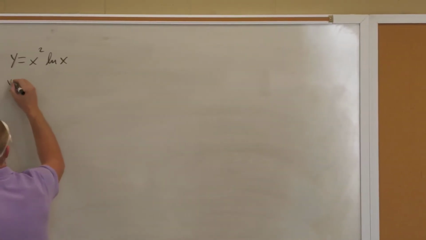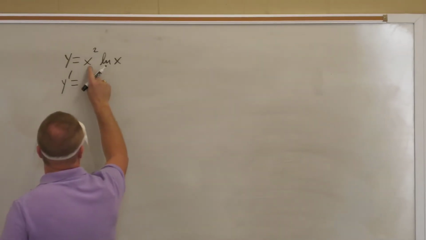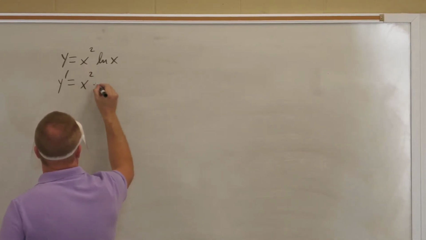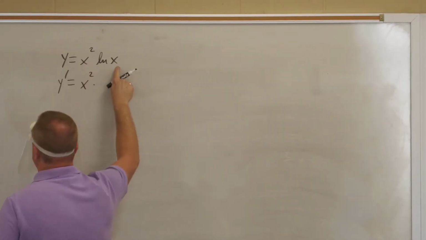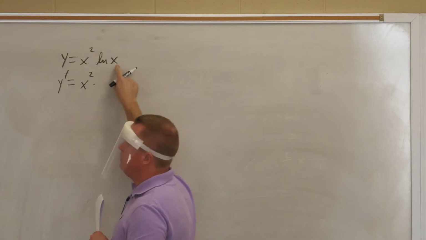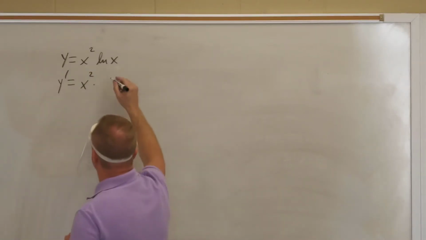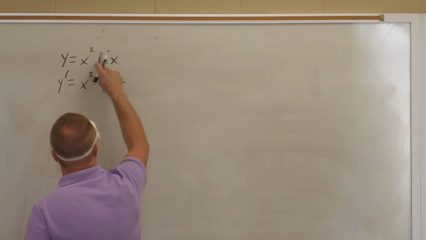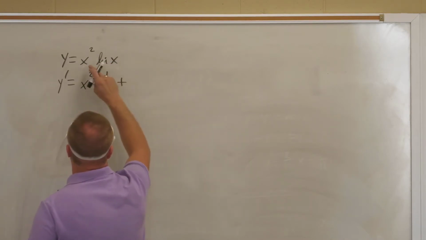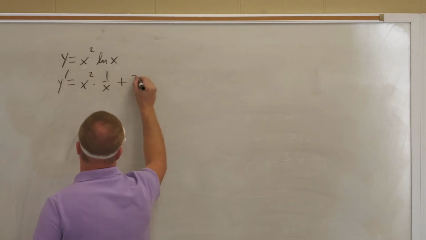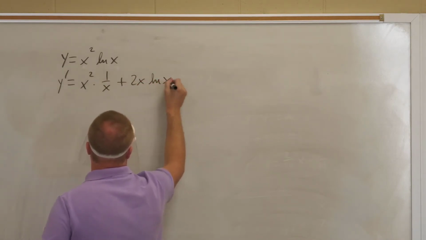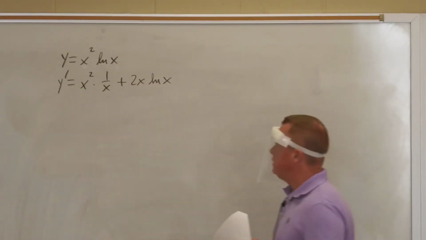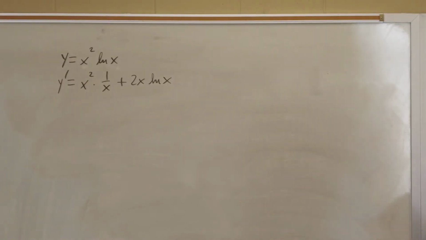So y prime is equal to the first times derivative of the second. The derivative of the ln of x, we need to remember, is 1 over x, plus the second times derivative of the first. So derivative of x squared is 2x. So that would be 2x times ln x. So that is product rule. Any questions about that?